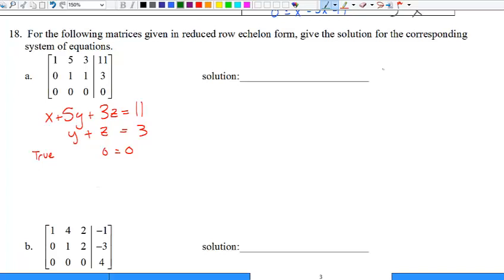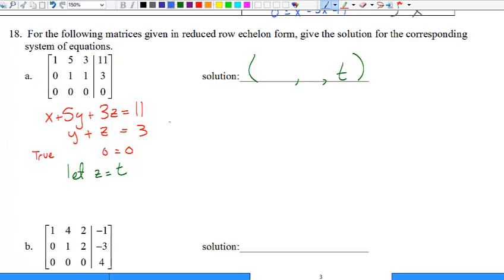Now, you can't just write infinitely many solutions. That's not good enough. That tells you how many they are, but they don't tell you what they are. So what we're going to do is we're going to let z equal some letter t. Okay, so I have one of my solutions in terms of some variable t, where I can plug in a number at a later date if I want to.